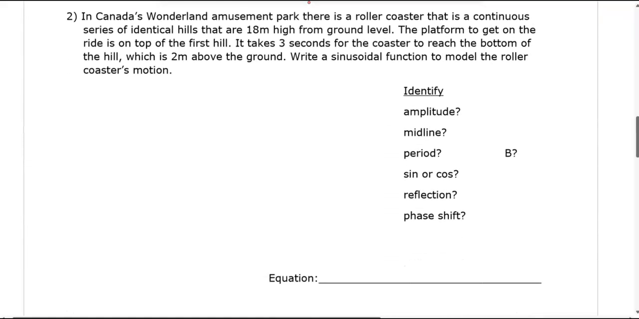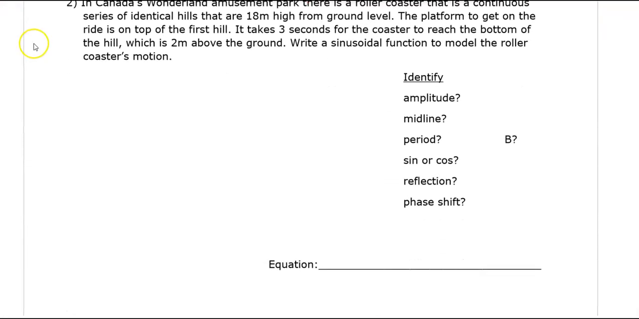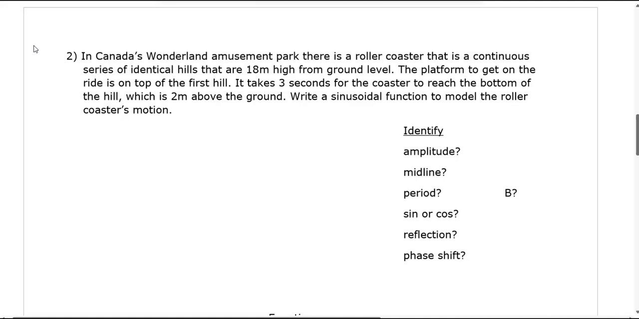Let's try number 2. In Canada's Wonderland Amusement Park, there's a roller coaster that is a continuous series of identical hills that are 18 meters high from ground level. The platform to get onto the ride is on top of the first hill. It takes 3 seconds for the roller coaster to reach the bottom of the hill, which is 2 meters above the ground. Write a sinusoidal function to model the roller coaster's motion.